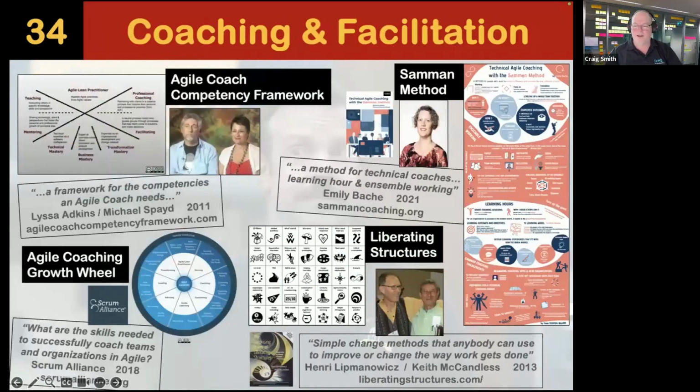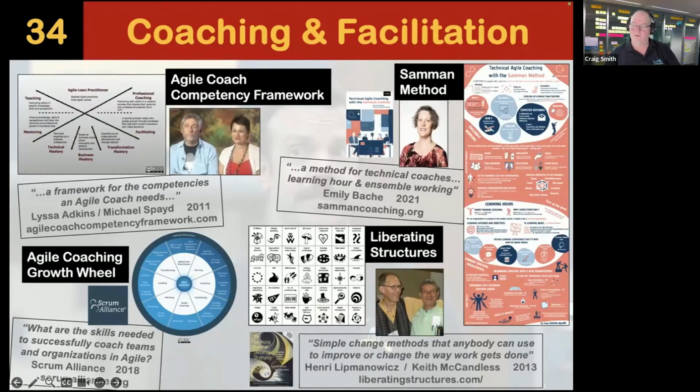Started by Lyssa Adkins and Michael Spayd in 2011 with the Agile Coach Competency Framework. That's evolved in more recent years to the Agile Coaching Growth Wheel, which got a little more detail. Some might say a little more complicated as well. Technical coaching and the Salmon Method by Emily Bache in 2021. So how technical coaches, whether that be things like testing or software development, can coach.